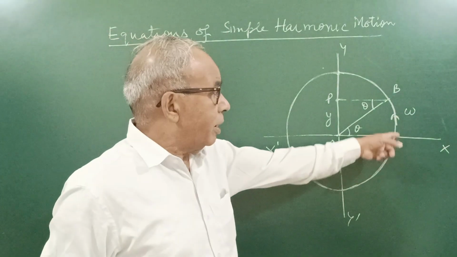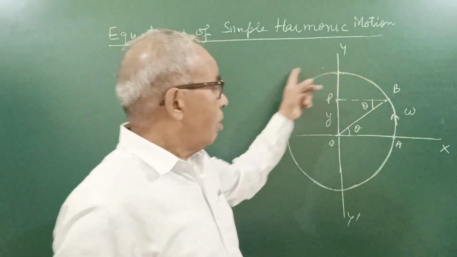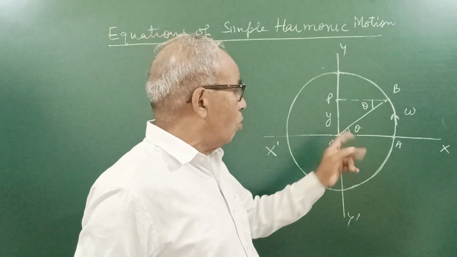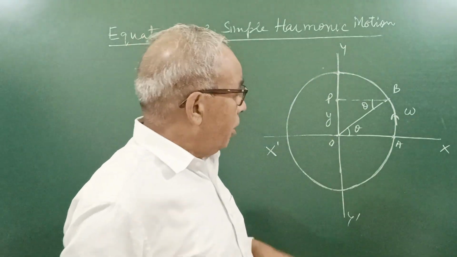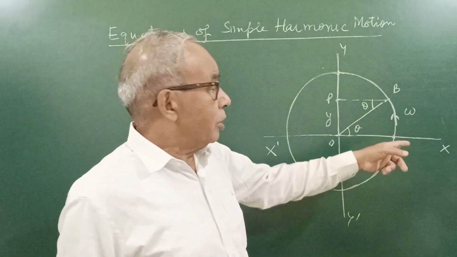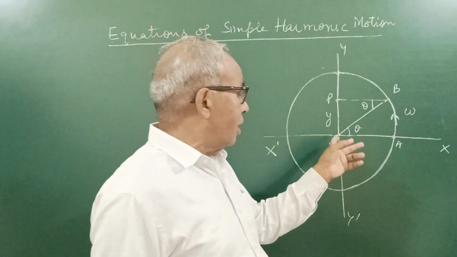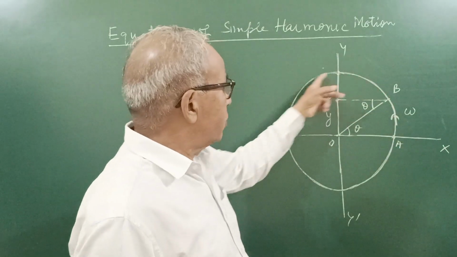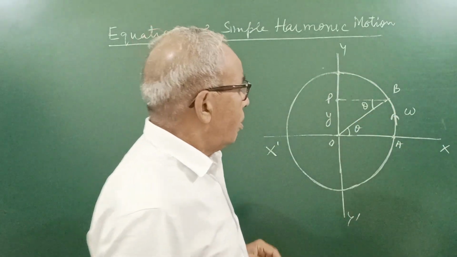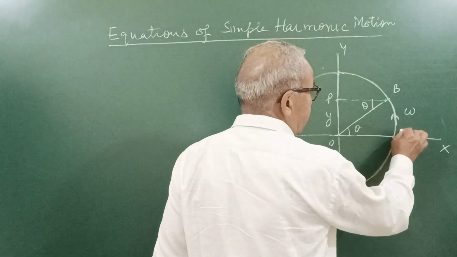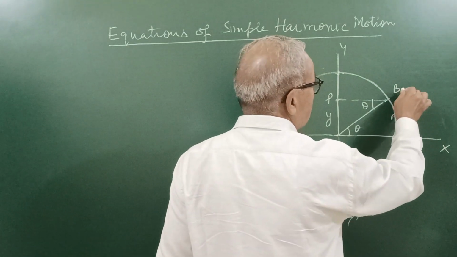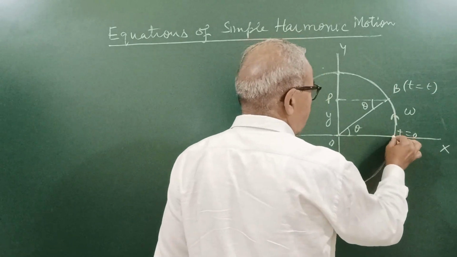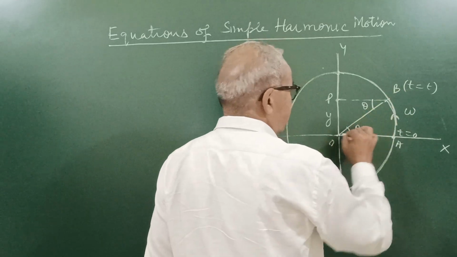Here I have taken a uniform circular motion, a body moving on a circular path whose center lies at origin O in the xy plane. The circle lies in the xy plane, and the body moves with constant angular velocity omega. Let the body start from point A at t equal to 0 and go to B at time t equal to t. In this time interval, the angular displacement is theta.